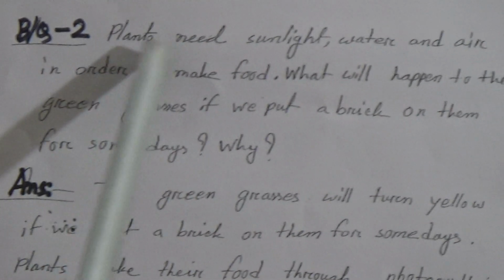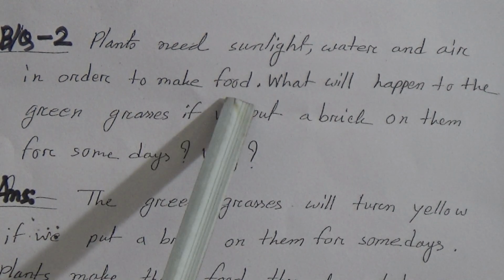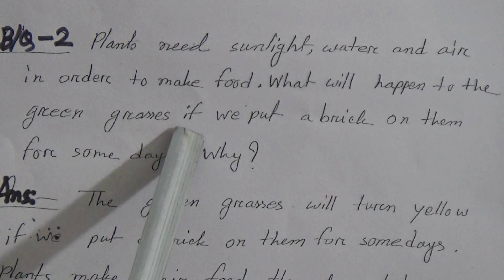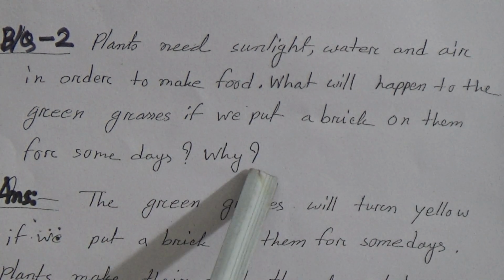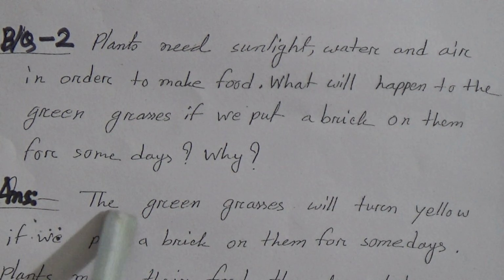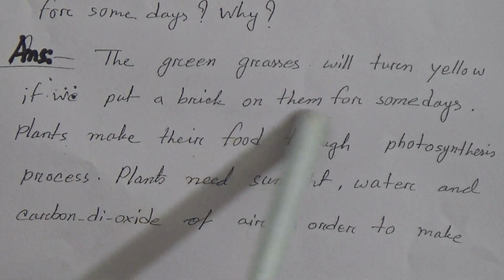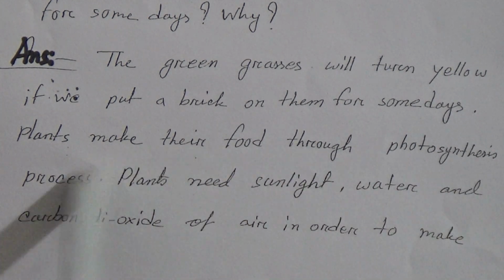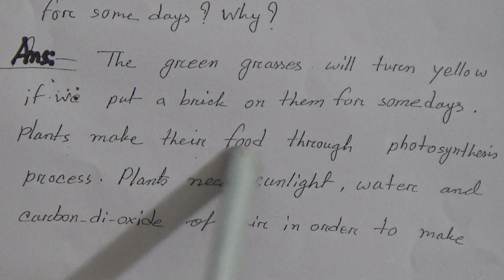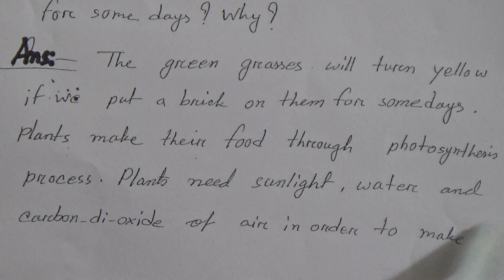Our question is, plants need sunlight, water and air in order to make food. What will happen to the green grasses if we put a brick on them for some days and why? Answer, the green grasses will turn yellow if we put a brick on them for some days. Plants make their food through the photosynthesis process. Plants need sunlight, water and carbon dioxide of air in order to make food.